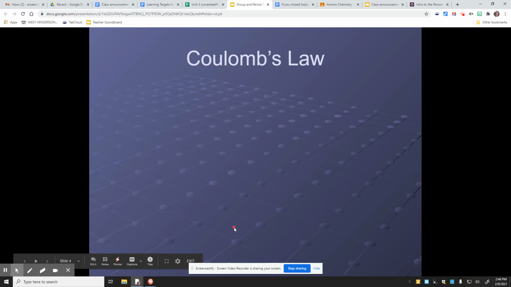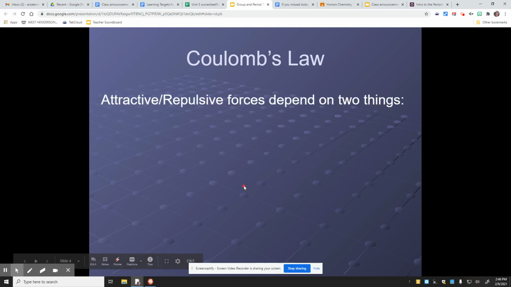All right, so now we're going to talk about Coulomb's law. This is going to help us understand the reason behind all of the periodic trends that we're going to be discussing in this unit. Coulomb's law has to deal with attractive and repulsive forces, and that's really all the trends that we're going to be talking about. Most of the time, we're going to be talking about those attractive forces, so how the positive nucleus is attracted to those negative electrons in an atom.